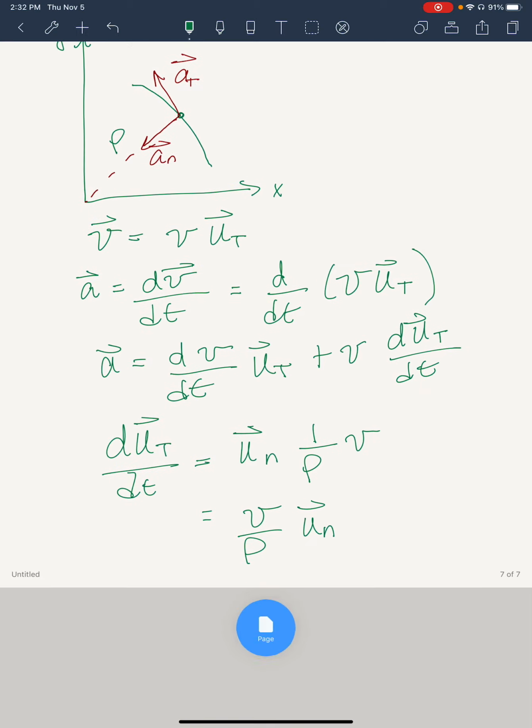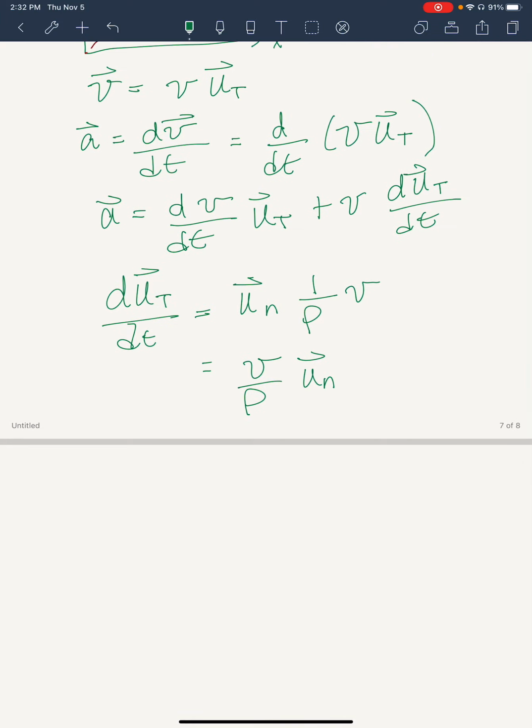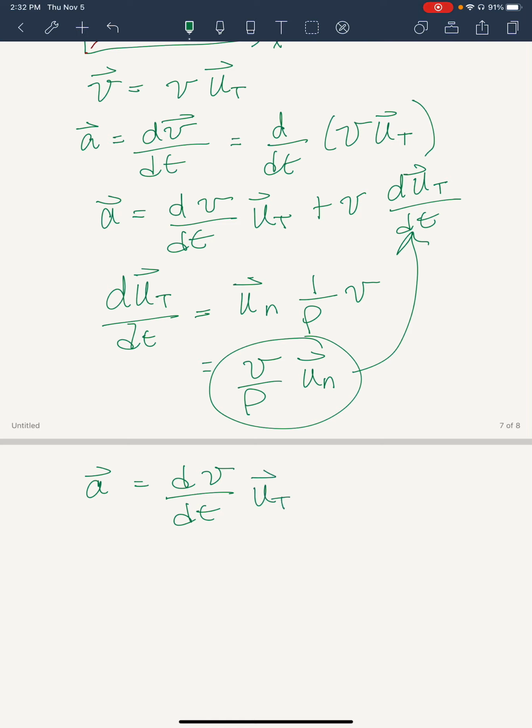And I could have shown you the whole derivation, but I'm not going to do that now. We're basically just going to substitute this back into here, and we get that acceleration equals dv dt times u sub t, or that unit vector in the tangential direction, plus v squared over rho times u sub n. So basically, that's what the acceleration is. So acceleration equals that acceleration in the tangential direction times u sub t plus that acceleration in the normal direction times u sub n.